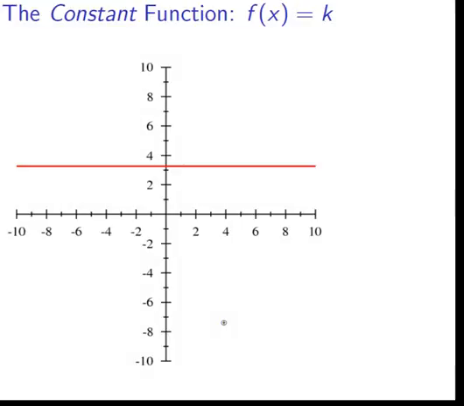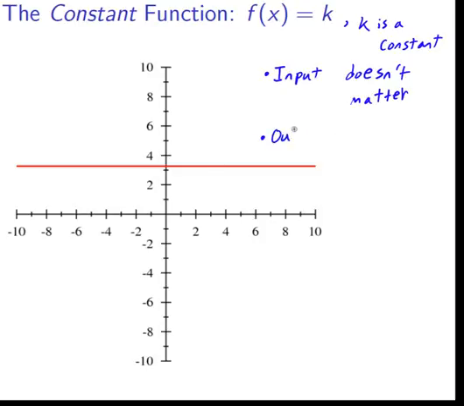All right, very first one, the constant function, f of x equals k, where k is a constant. So just some constant number. So things to notice about this. For example, in this one, we've got k is a little bit more than 3. So the input doesn't matter. No matter what we put in, right? 2 gets mapped to the same thing as 10 gets mapped to the same thing as negative 8. Whatever we put in, it all gets mapped to k.